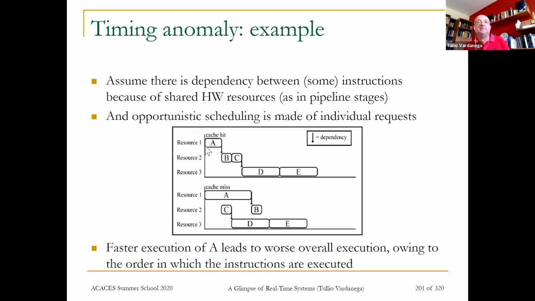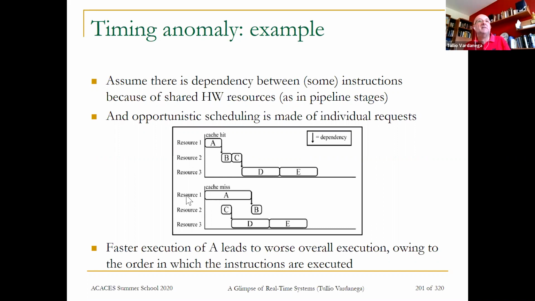The situation here is that there is a request made to resource 1, and the request is A, and A is lucky. It's served very rapidly, which means that B is enabled very rapidly. And B precedes C. But C precedes D on the other resource. And E comes and, gosh, I have to wait until D finishes. So the best situation here leads to this sequence.